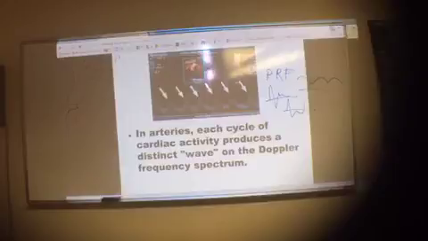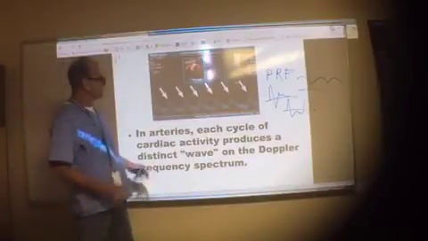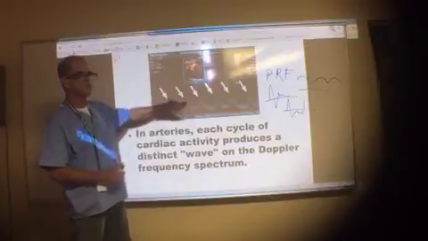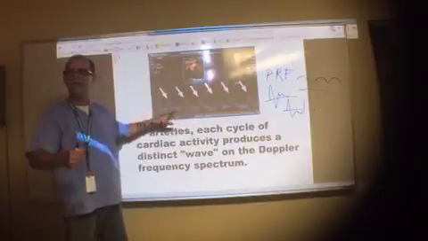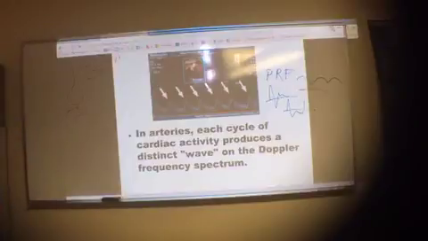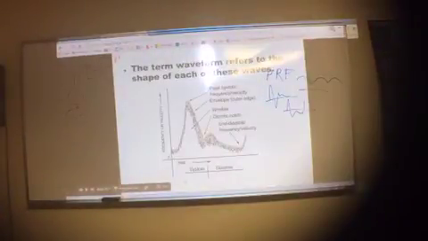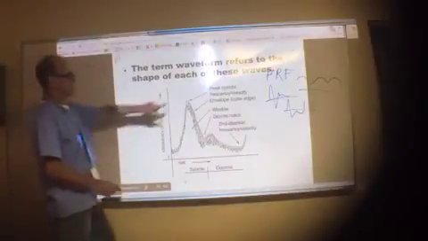In arteries, each cycle produces a distinct wave on the Doppler frequency spectrum. Of course, systole, diastole, each time the heart pumps produces a wave. And this is very important. The most important measure is this.